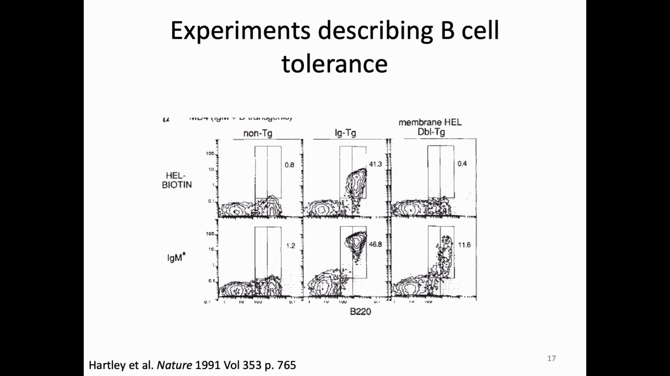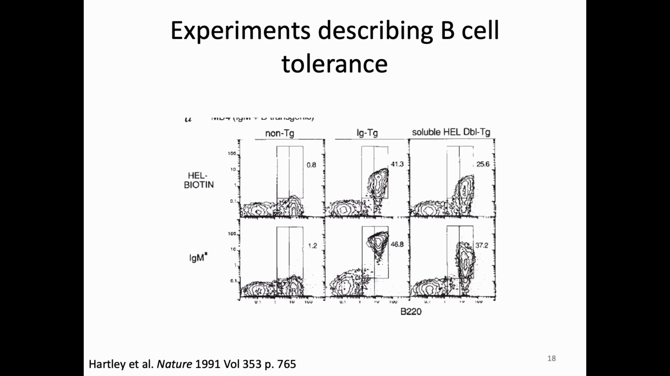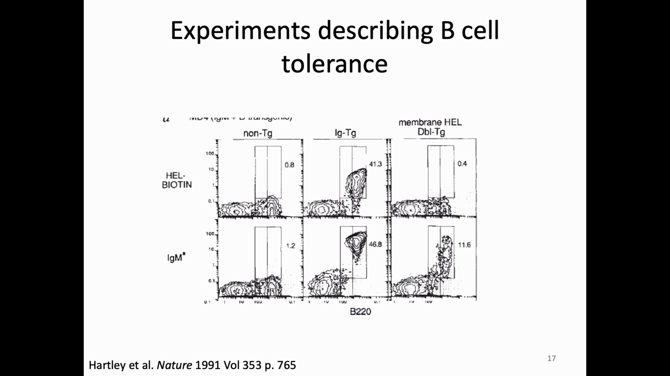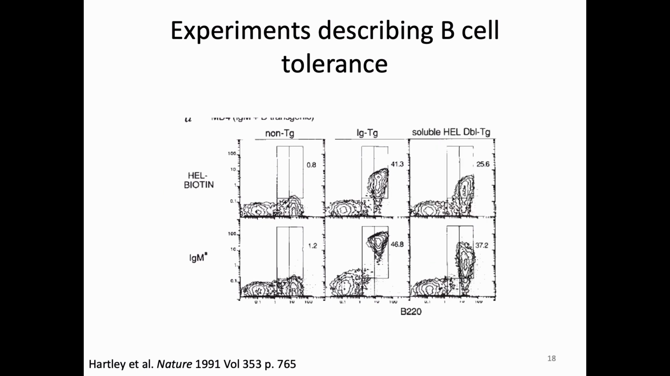So when they set up the experiment using the soluble HEL, it turns out that they got a different result. They didn't get this same result. Instead, they got this result. So this was the data we were talking about before. Here is the data that they got now. So let's look at these data.